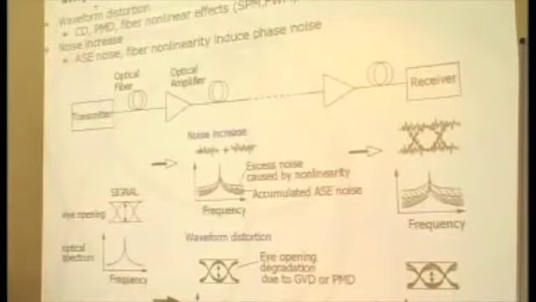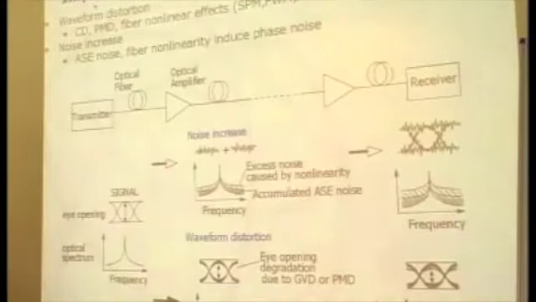Also a significant impact on the transmission fiber is fiber nonlinear effects. These mainly consist of SPM, wave mixing, cross-phase modulation and so on. This also degrades the waveform of the optical signal, so you receive a degraded waveform at the receiver end. And the pure signal spectrum will be broadened by such fiber nonlinear effects.